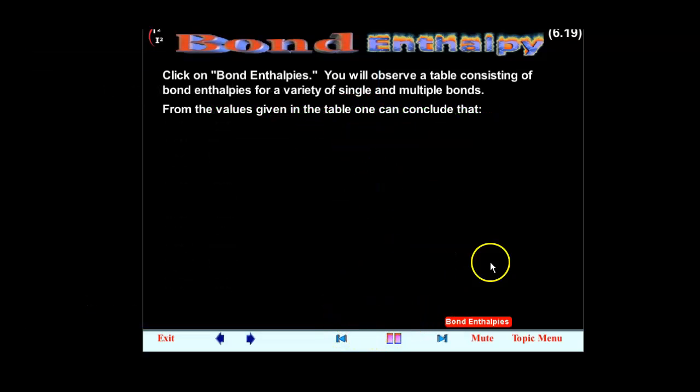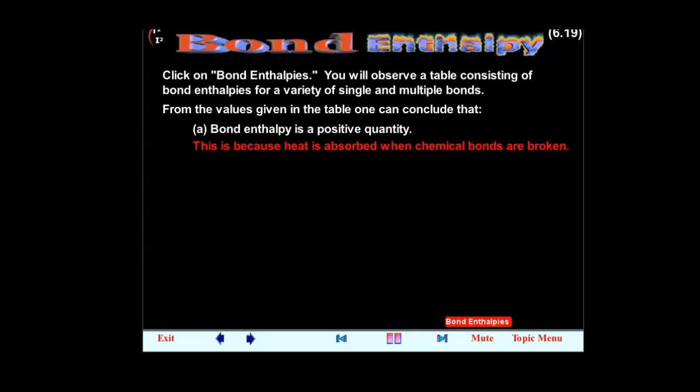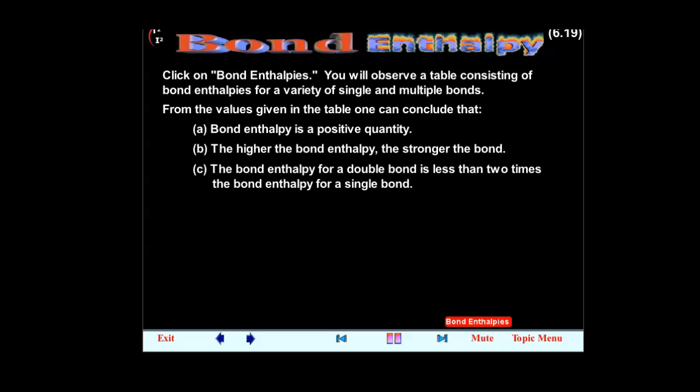From the values given in the table, one can conclude that: A. Bond enthalpy is a positive quantity. B. The higher the bond enthalpy, the stronger the bond. C. The bond enthalpy for a double bond is less than 2 times the bond enthalpy for a single bond.